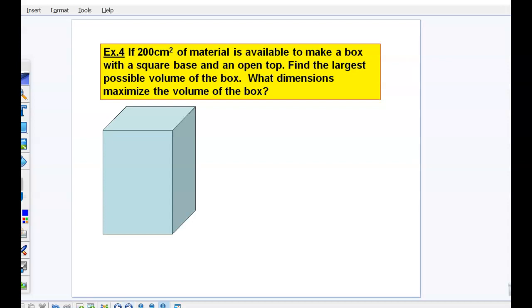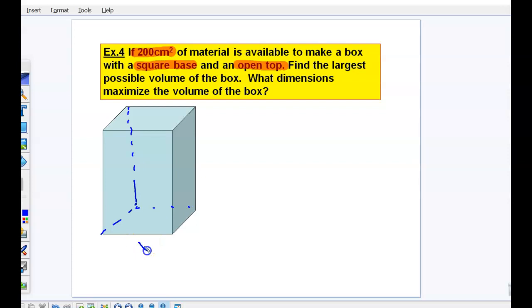So again, lots of information provided. Okay, we have 200 centimeters squared. That's going to represent the amount of material, which is surface area. And the box has a square base and an open top, so that's going to affect the surface area of the box. So first of all, let's just put in some dotted lines here.